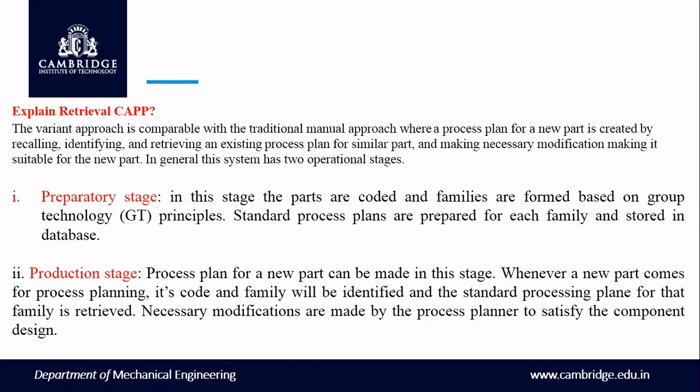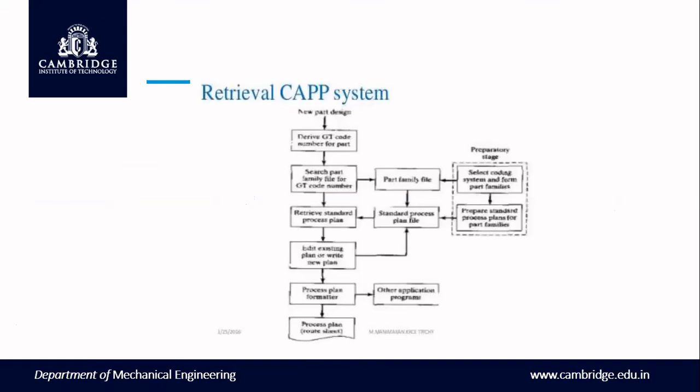Okay, production stage is there. Process plan for a new part can be made in this stage. That can also be taken care of. This is the retrieval system. That is a new part design. If I want to do designing, I have to have a group technology code, that is a number of parts and all such parts family file. Why is it retrieval? In the sense, if you produced the same part maybe around 3 to 4 years back or something like that, you can call the same thing, do some modifications, and then create your own. Otherwise, if you want to produce the same part, you can use the same file. Okay, that is the case.